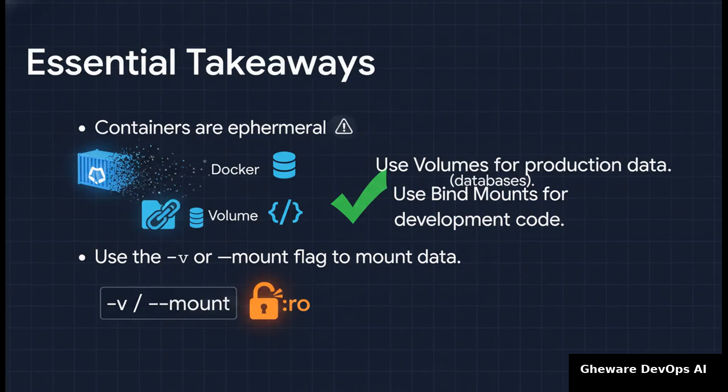All right, let's lock in the key takeaways. Number 1, and this is the most important, always treat your containers like they're temporary. Number 2, for any data that needs to survive, like your database, you're going to use a Docker volume. Number 3, for that super fast coding feedback loop, a bind mount is your best friend. You can use the simple -v flag or the more detailed --mount flag to set them up. And here's a little pro tip for you. If a container only needs to read some config files, you can add :ro to the end of your mount to make it read-only. It's a great little security boost.